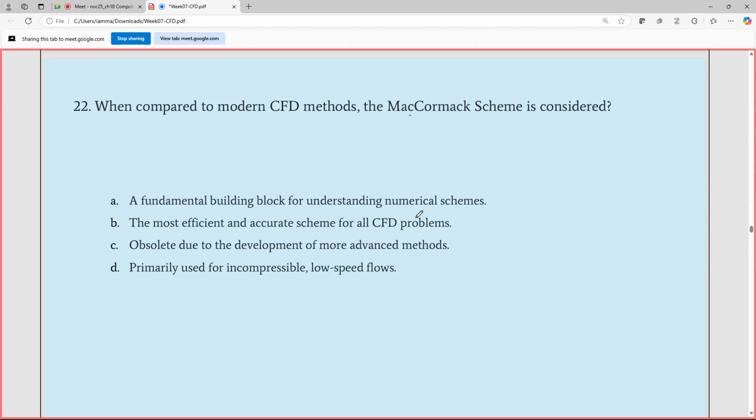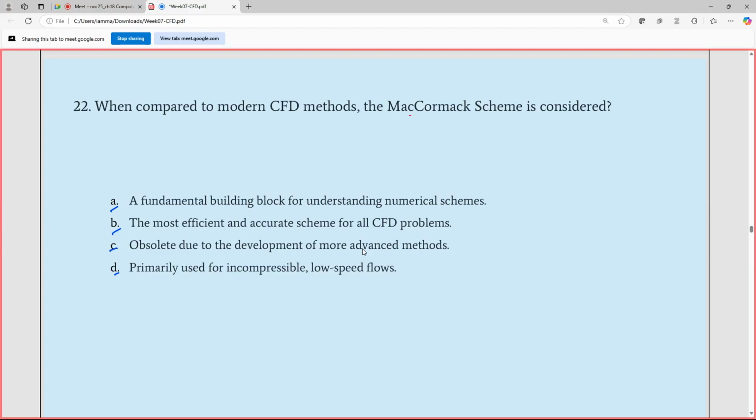When compared to modern CFD methods, the MacCormack scheme is considered as which of the following? Options are: A, a fundamental building block for understanding numerical schemes. Option B, the most efficient and accurate scheme for all CFD problems. Option C, obsolete due to development of more advanced methods. Option D, primarily used for incompressible and low speed flows. So the question is on the position of the MacCormack scheme in the CFD development timeline.